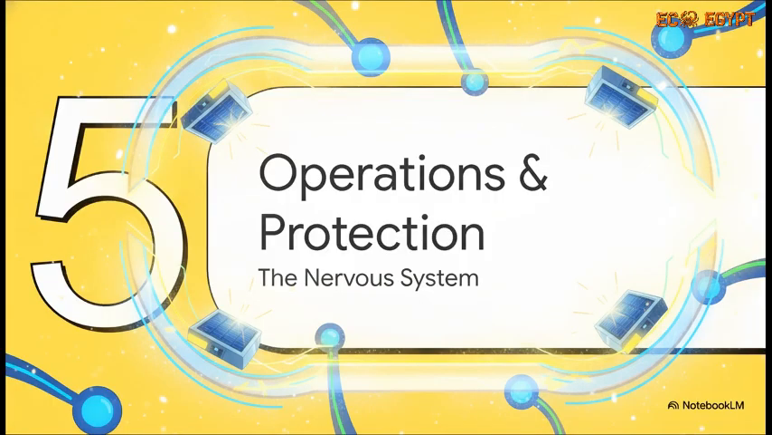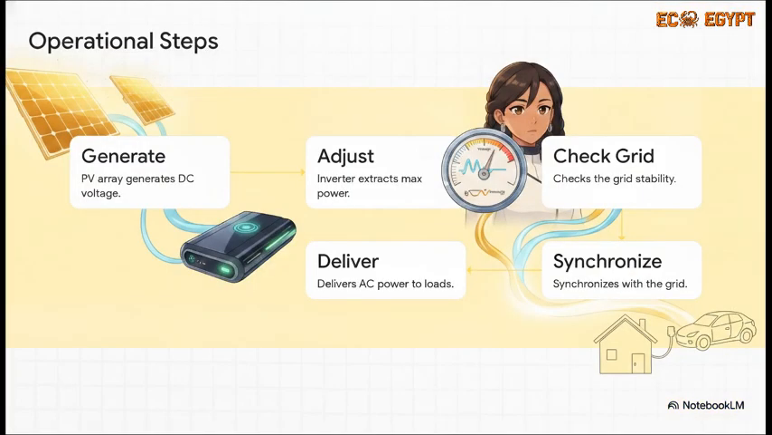Finally, Section 5. Smart Operations and Protection, the nervous system of the plant. These 5 split-second operational steps are exactly how the inverter safely introduces solar power to an active, buzzing electrical grid. It doesn't just blindly dump power. After finding the maximum power point, it acts more like a super cautious driver pulling into a busy intersection, carefully checking the grid's voltage and that 50 Hz frequency signal. Only when it confirms absolute stability does it synchronize and smoothly merge its power onto the grid.